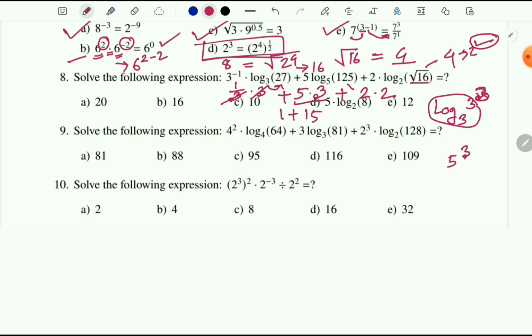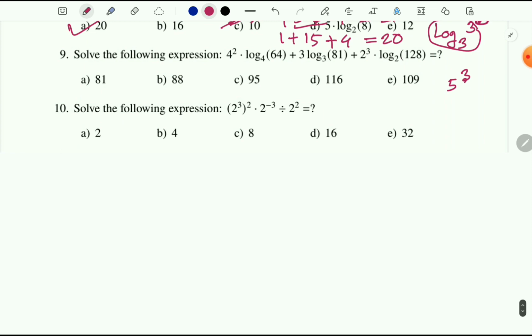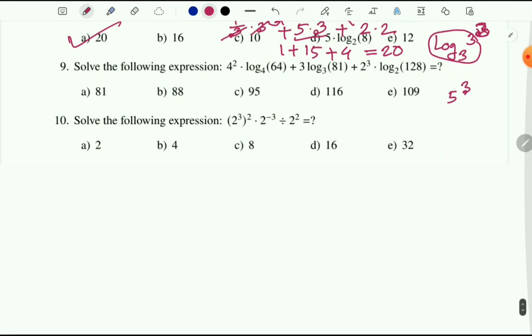Solve the following expression: a square log 4 base 64, 3 log 3 base 81 plus 2 power cube, 2 cube plus log base 2 128. So these are similar problems. I hope you can solve it. Okay, this is our last problem today.